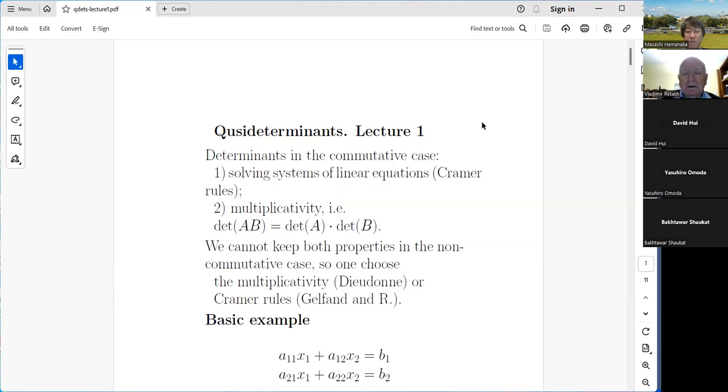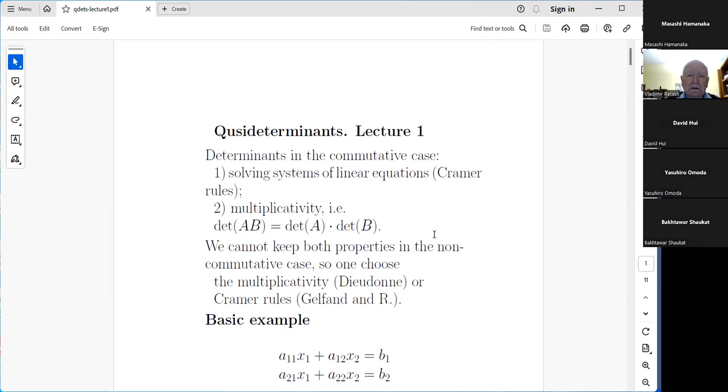So let's start with rather elementary things. We know how useful determinants are in the commutative case. Well, we solve systems of linear equations, the so-called Cramer rules. But I read that actually Leibniz invented those rules. There is a property of multiplicativity: the determinant of a product of two matrices is equal to the product of determinants. This is what we teach our students.